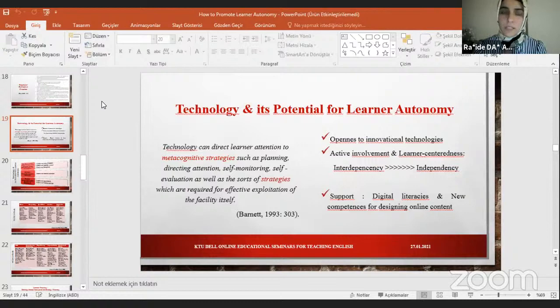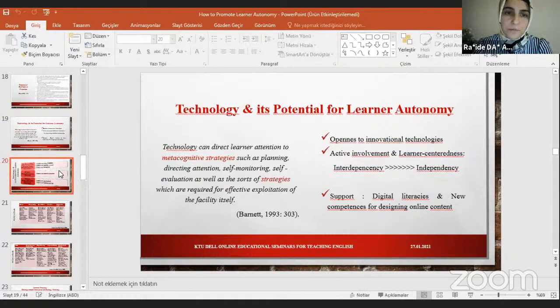Another point here, they also need to have some kind of support, or you as a teacher may need support in terms of learning some digital literacies, or getting some new competences, for instance, designing online content for your students. You should improve yourself, because this is the era of technology, so you should do something more so as to keep up with the updated ways of integration of technology.